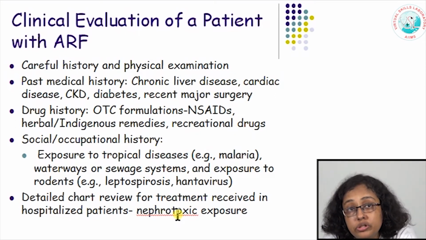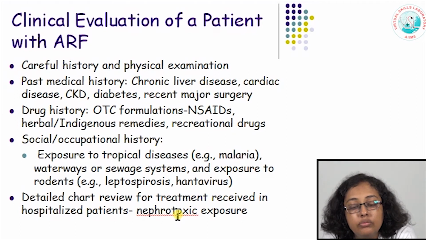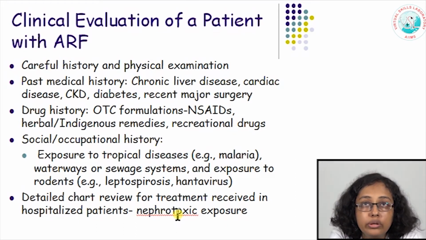We need to know whether the patient is using recreational drugs or any alternative medicines. The social history is important because if a patient has traveled to an area which is endemic for malaria, or if a patient is a farm worker and has exposure to rodents, which increases risk for leptospirosis, these things are important.